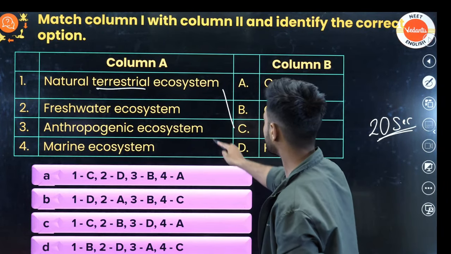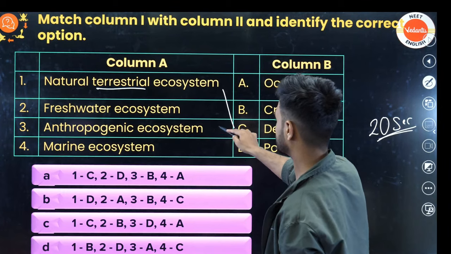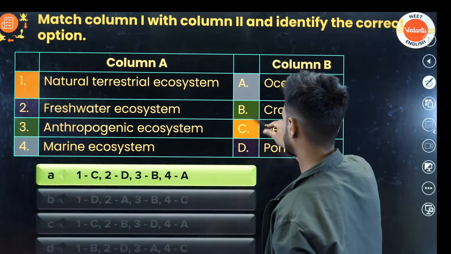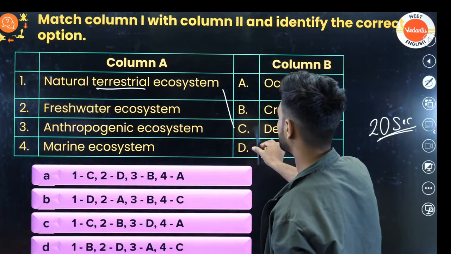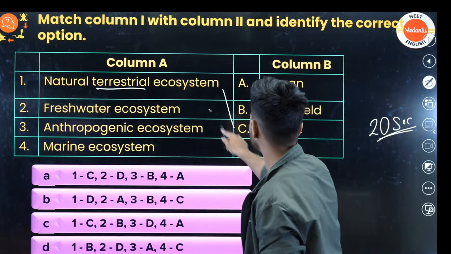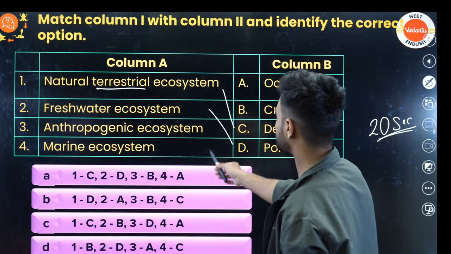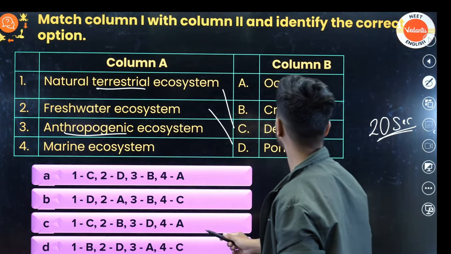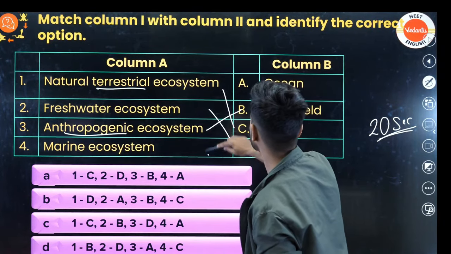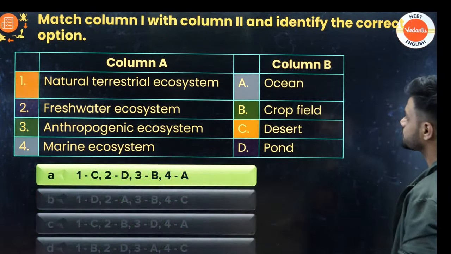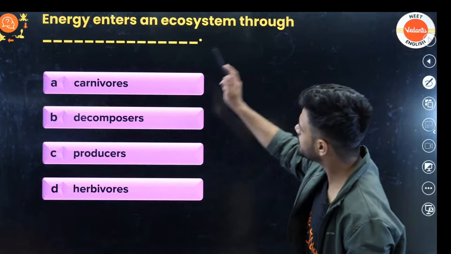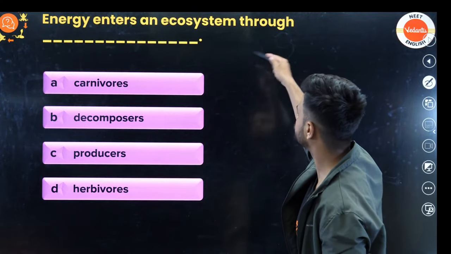So, two is fresh ecosystem, your pond. Then anthropogenic means man-made. Three is your crop field and marine is your ocean. Done. Next question. The energy enters an ecosystem through.